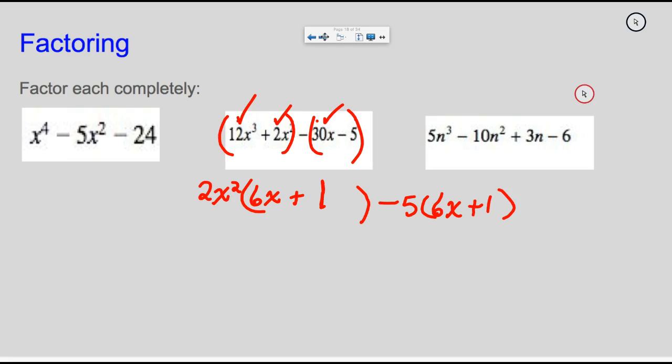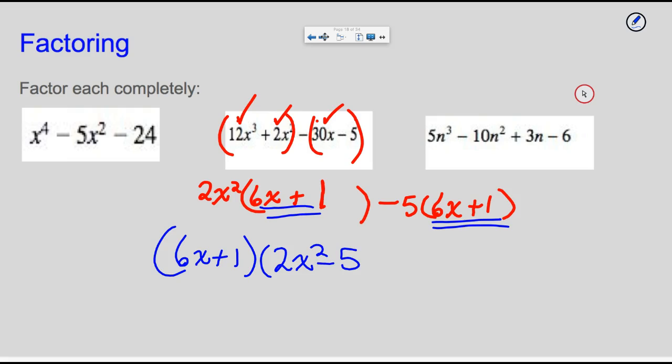And remember, we always get that same factor there, so feel good about it. So my answer is the 6x plus 1, that's in both of them, times those leftovers, 2x squared minus 5. So that would be the factored form.